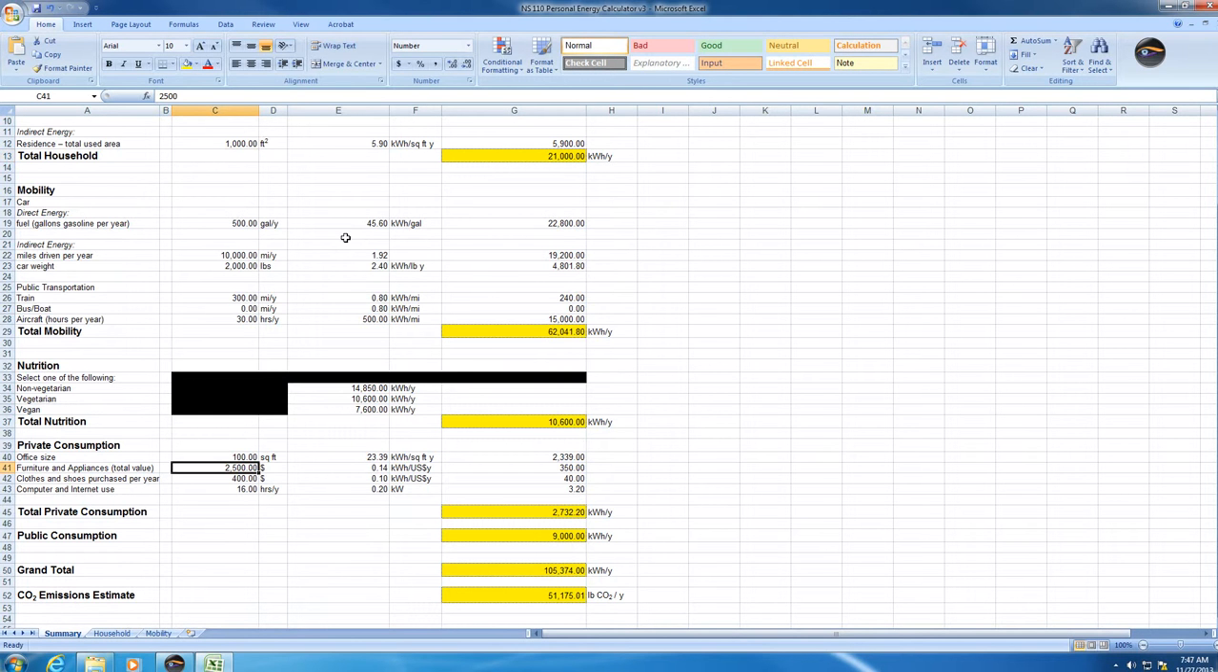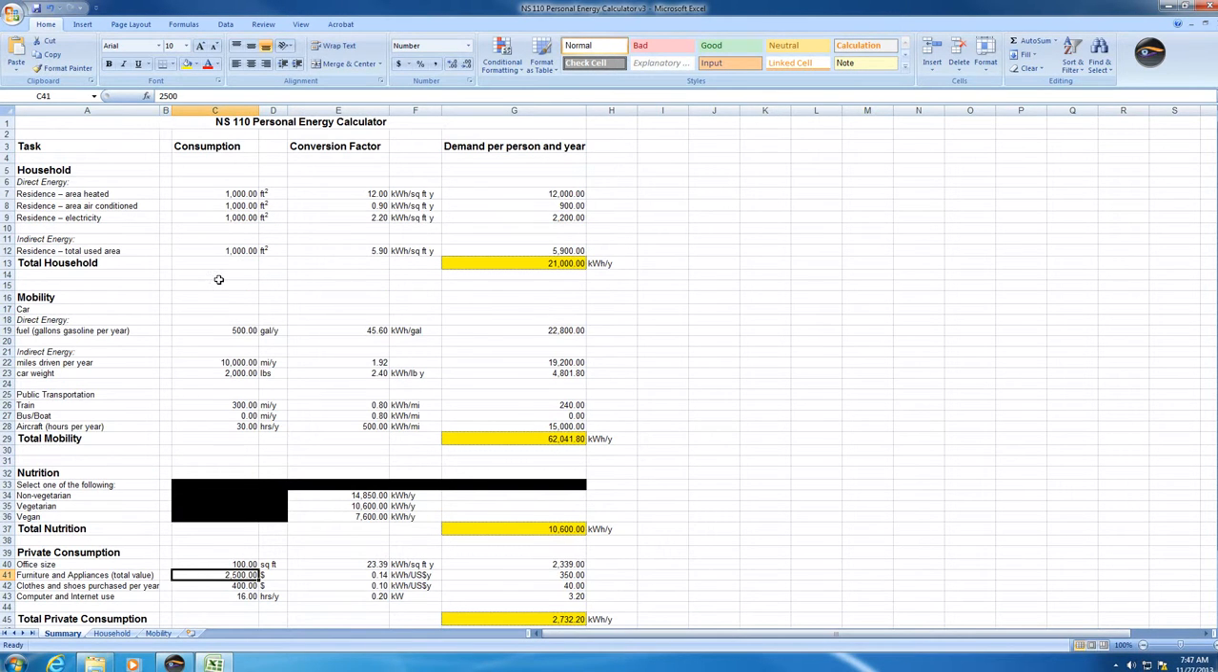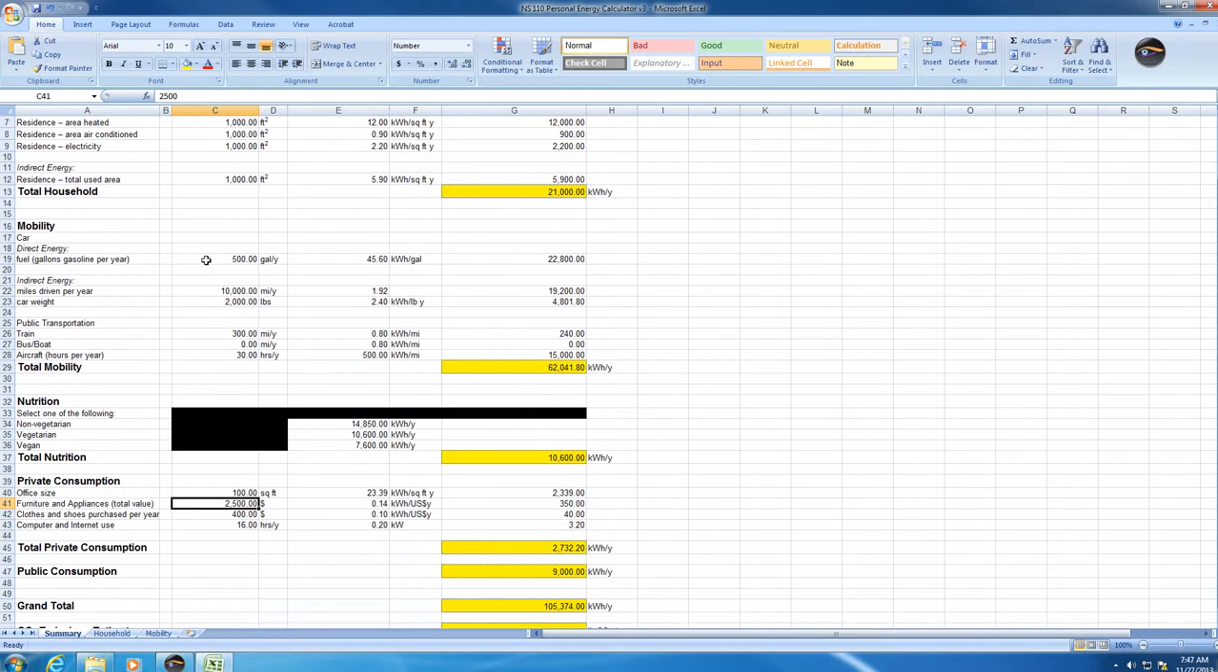Okay, welcome back. You'll see for this sample spreadsheet that we've entered the transportation or mobility consumption numbers. So we use about 500 gallons of gas. We drive 10,000 miles per year. Our car weighs about 2,000 pounds.